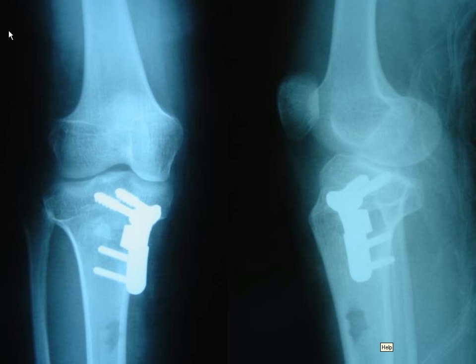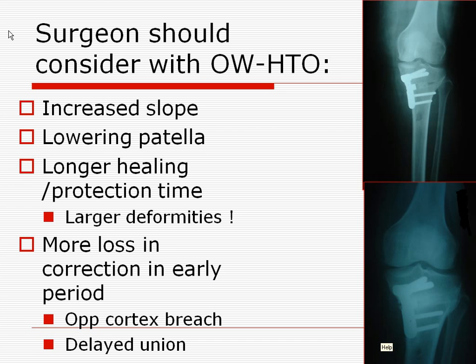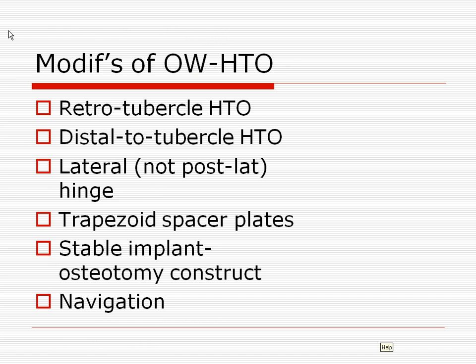You see a patient with metaphyseal varus deformity, the best candidate for high tibial osteotomy with the open wedge technique. You can correct the deformity, with special attention to the tibial slope after this type of implant. The surgeon who chooses the open wedge technique should consider increasing the slope, lowering the patella, longer healing time, and for larger deformities it needs more time, and more loss of correction in the early period in comparison to the closed wedge technique, related to open cortex breakage or delayed union. You can modify the technique and use special implants, instruments, even navigation to overcome these problems, but they are not completely avoidable after the open wedge technique.